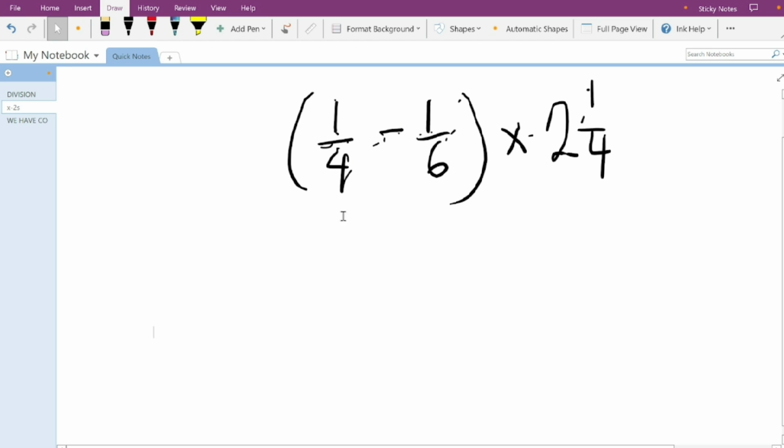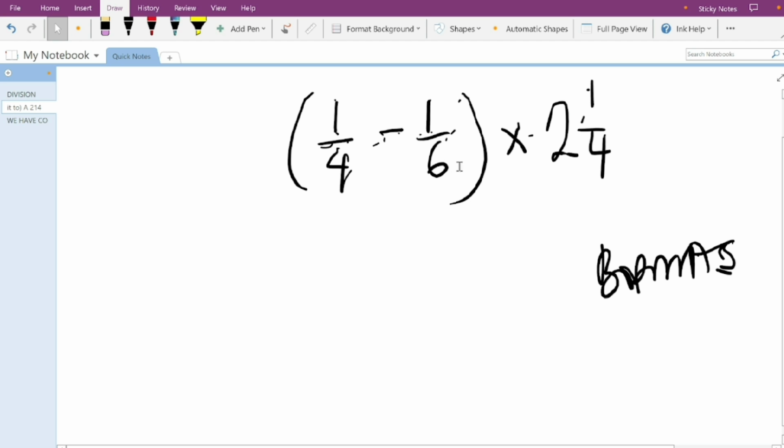Let's say we have this question where we have open bracket 1 over 4 minus 1 over 6 close bracket times 2 whole number 1 over 4. We have our BODMAS. Taking into consideration the two signs, we have minus and multiplication. With these two, we are meant to multiply before we subtract, but because of this bracket, this subtraction will come before we multiply, because we have to solve what is in the bracket first before we multiply. If the brackets were not here, then we have to multiply before we subtract, meaning we'll get a different answer.